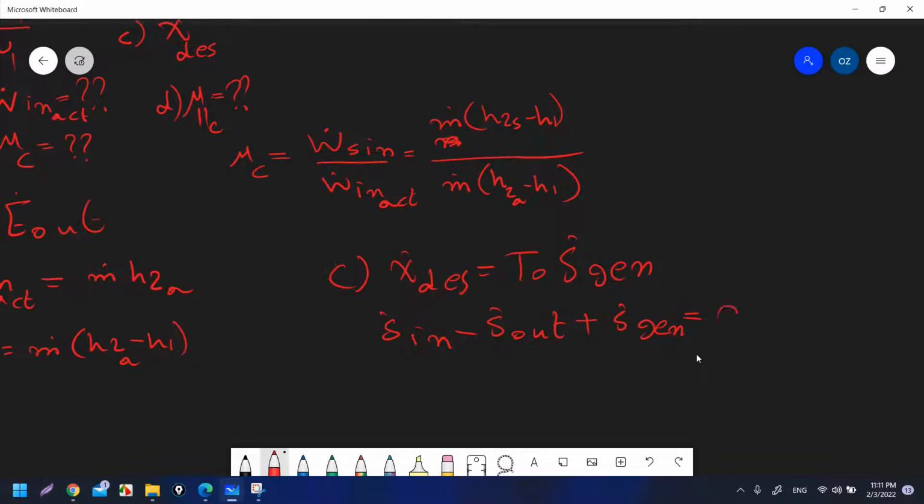This will equal 0 because there is no change in the system and the entropy rate. Okay, because it's a steady process or steady device.